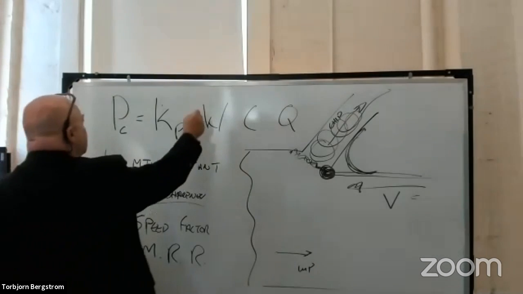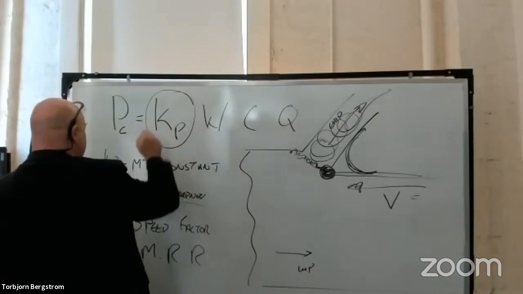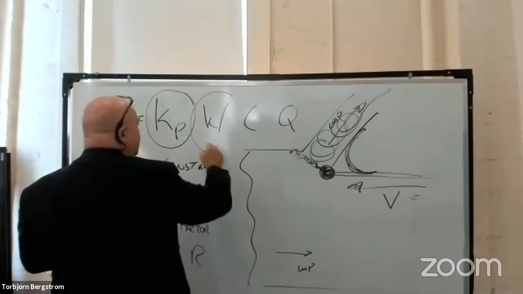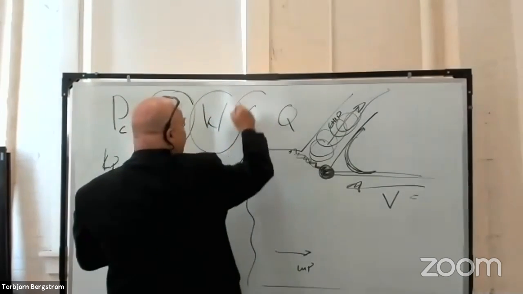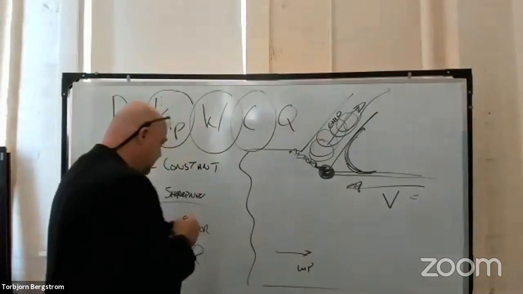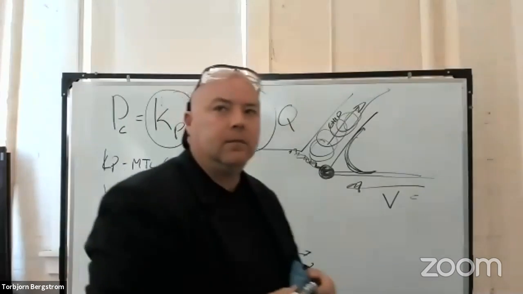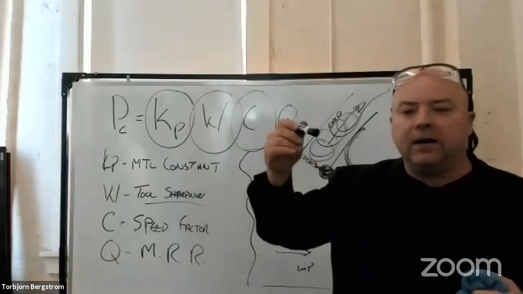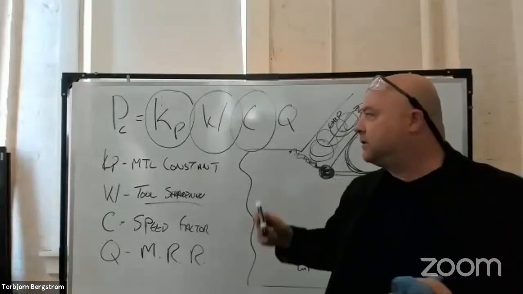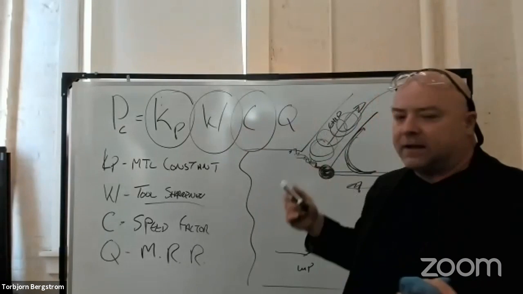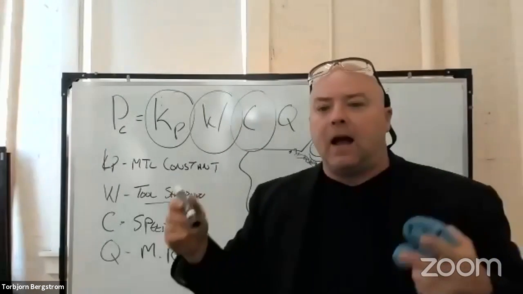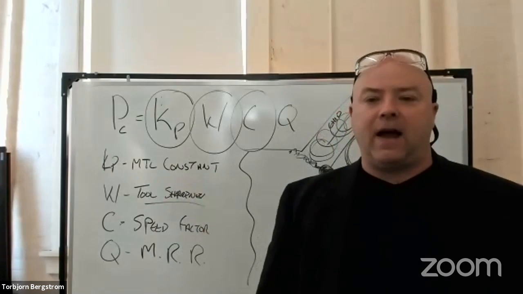How do we know the value for KP, for W, and for C? I told you yesterday, and I believe I proved to you, that we can estimate the power it takes to make the chip. How do we know the values of those factors?